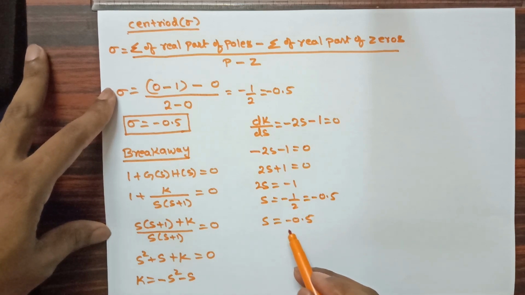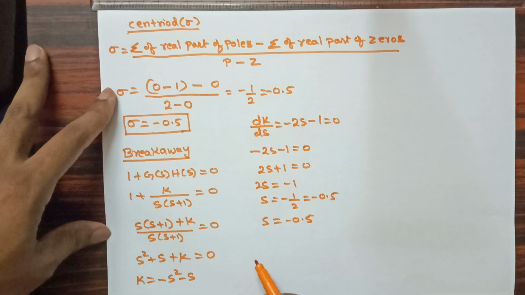Now I need to check whether this is a valid breakaway point or not. For that I am going to consider the k equation, and in this k equation I am going to substitute this s value. If I get the k value positive, then this value is a valid breakaway point. If I get the k value negative, then this s value is an invalid breakaway point.